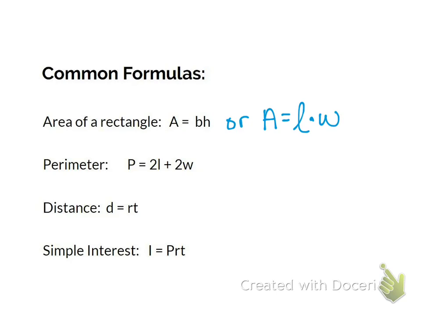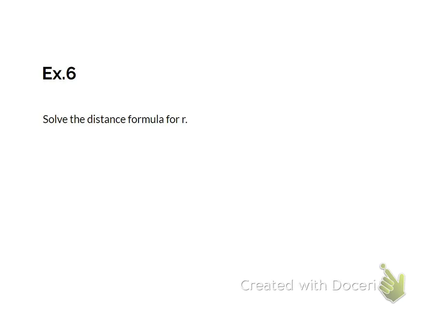Distance equals rate times time. That's one we've definitely talked about a couple times in word problems. The last one, simple interest. I is equal to P, which stands for the principal amount, times the rate times time. Again, we don't necessarily need to know how to use these yet, but we are going to be solving some of them for a given variable. So in this case, we are solving the distance formula, which is D equals RT, so I would write that down this time. And we are going to solve for R.